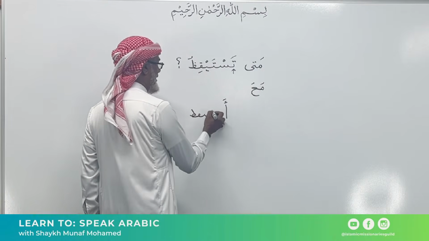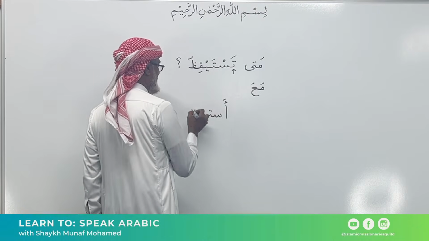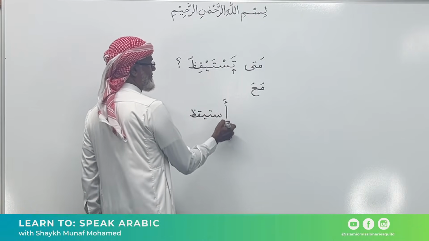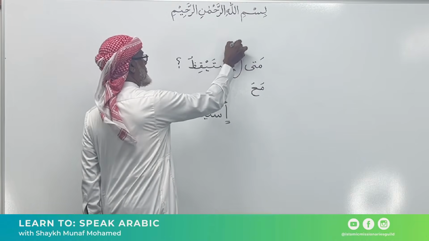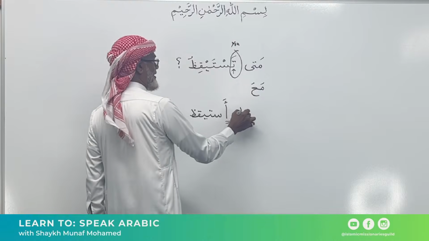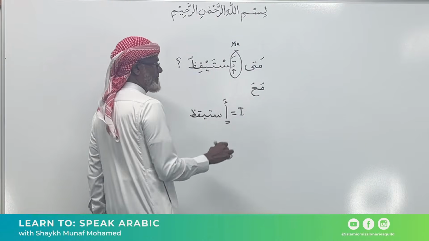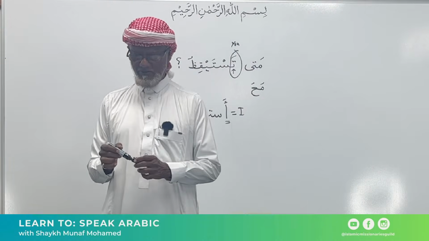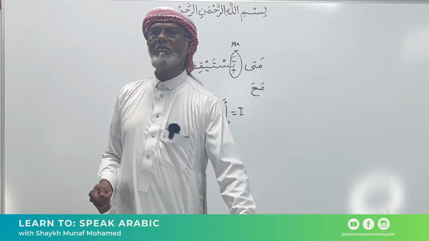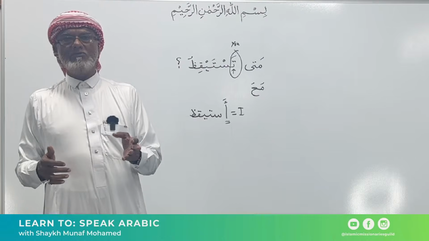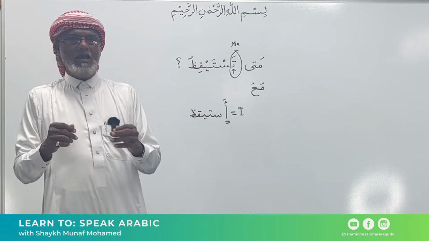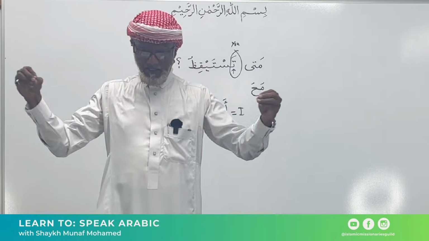All right? Astayqizu. So you have the alif for I, and that's you. This one is you, and this is I. All right? If you could remember that part alone, you're going good. For I is alif, and it's for you, ta, and the remaining.